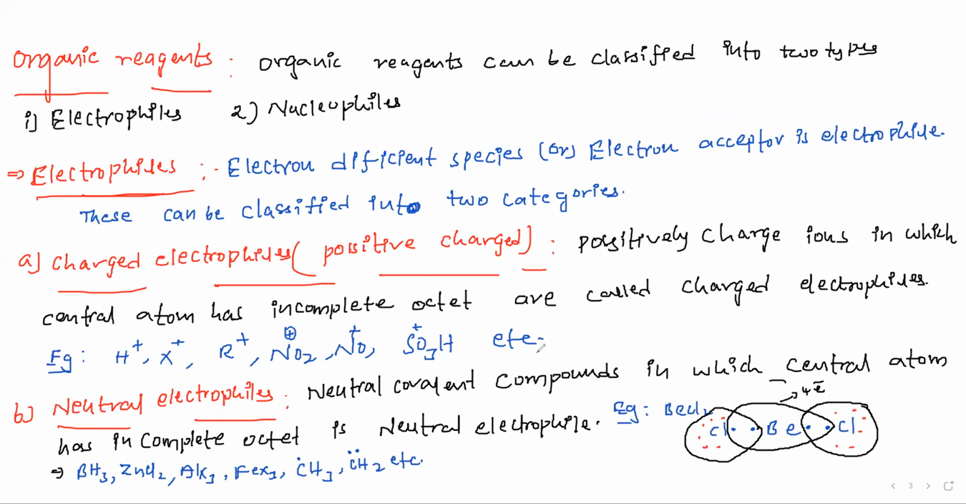The next paragraph is electrophiles and nucleophiles. Electrophiles are electron deficient species, electron acceptors. They can be classified into two types: charged electrophiles and neutral electrophiles. Positively charged ions with a central atom having an incomplete octet are charged electrophiles. Neutral covalent compounds in which the central atom has an incomplete octet are neutral electrophiles. These are the examples.